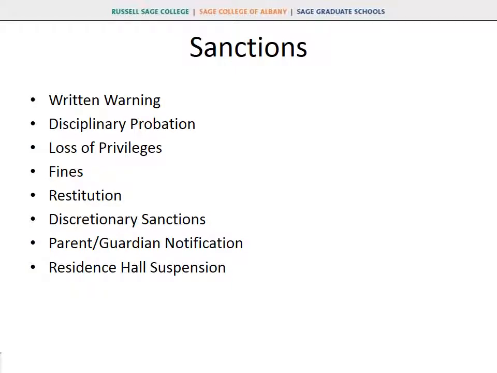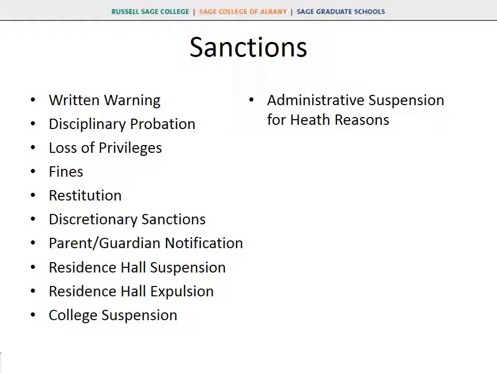Residence hall suspension. Suspension is separation of the student from the residence halls for a definite period of time, without refund, after which the student is eligible to return. Conditions for readmission may be specified. Residence hall expulsion. Permanent separation of the student from the residence halls, without refund. College suspension. Separation of the student from the college for a definite period of time, without a refund, after which the student is eligible to return. Conditions for readmission may be specified.